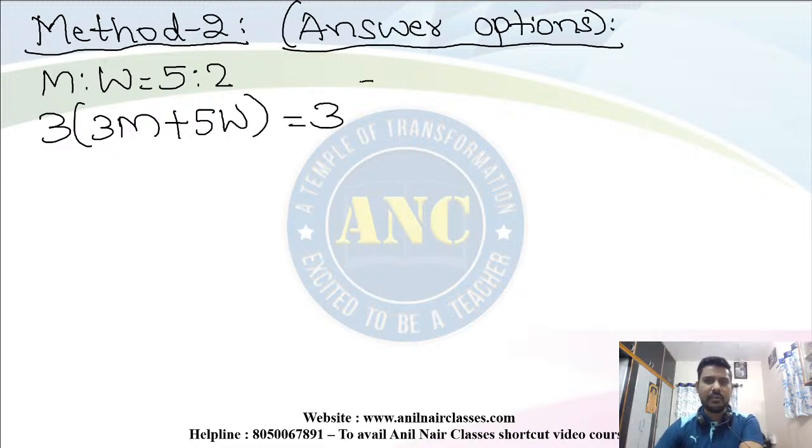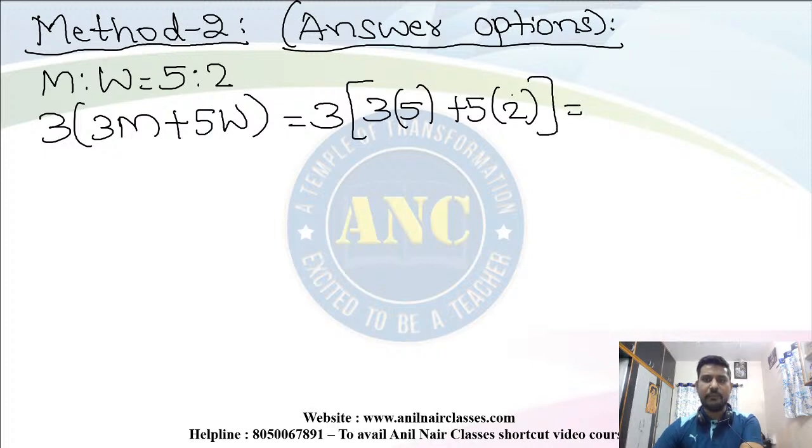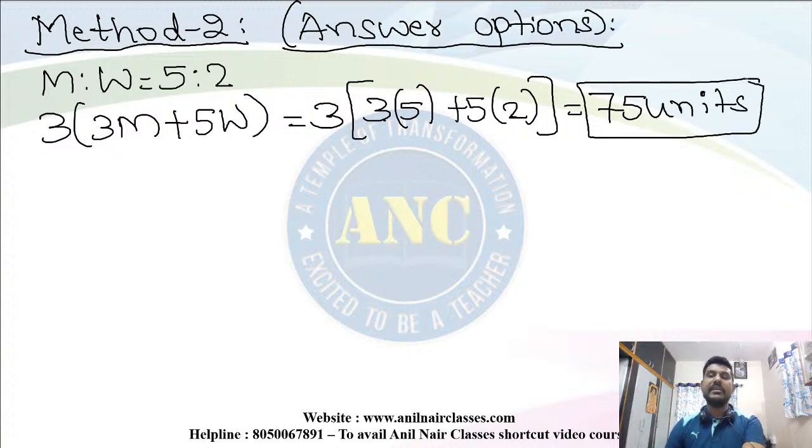But let me find out that value. 3 into 3m, m value is 5 units per day, plus 5 into w, which is 2. And if I simplify this, 15 plus 10 is 25, 25 into 3 is 75. That means the total work that needs to be completed is how much? It is 75 chocolates. It is 75 units of work that actually need to be done.